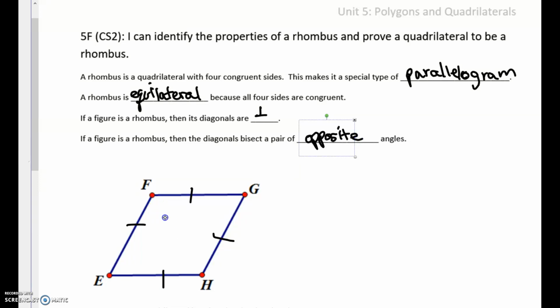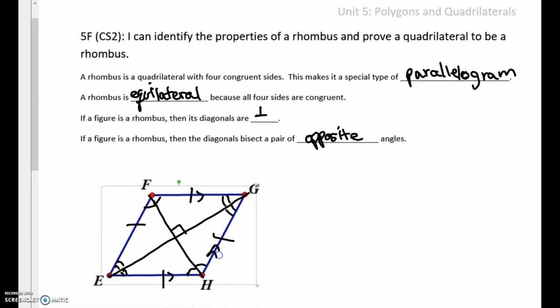If I draw on my diagonals, there's FH and EG. Those are going to be perpendicular and they're going to bisect the opposite angles. Notice the consecutive angles aren't congruent, but the diagonals bisect very nicely. We also know it's a parallelogram, so we know that opposite sides are parallel. And that's basically all the cool stuff you can pull out of a rhombus.